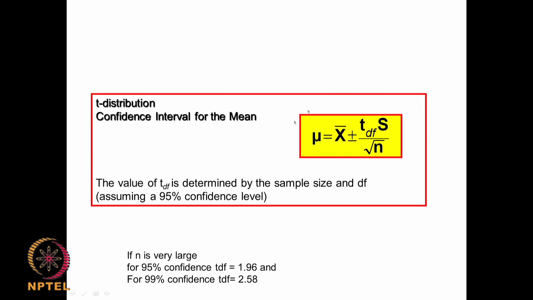So, you have mu is equal to x bar plus or minus t times S by square root of n. If n is small, there is a table called the t table for the corresponding degrees of freedom, where degrees of freedom is equal to n minus 1. We can get the t value, multiply it with the standard error, and from the x bar, that is the mean of the sample, you get the confidence interval for the population mean.